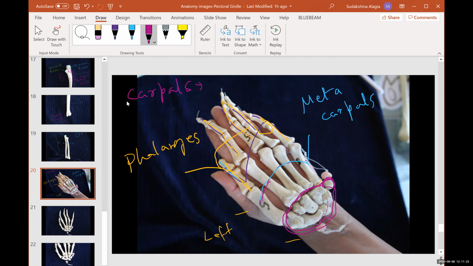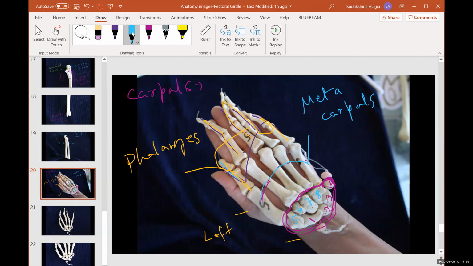Out of which the last 2 bones, the 4th bone and the 8th bone. So these are 1, 2, 3, 4, 5, 6, 7, 8. That's the numbering of the bone. 1, 2, 3, 4, 5, 6, 7, 8.